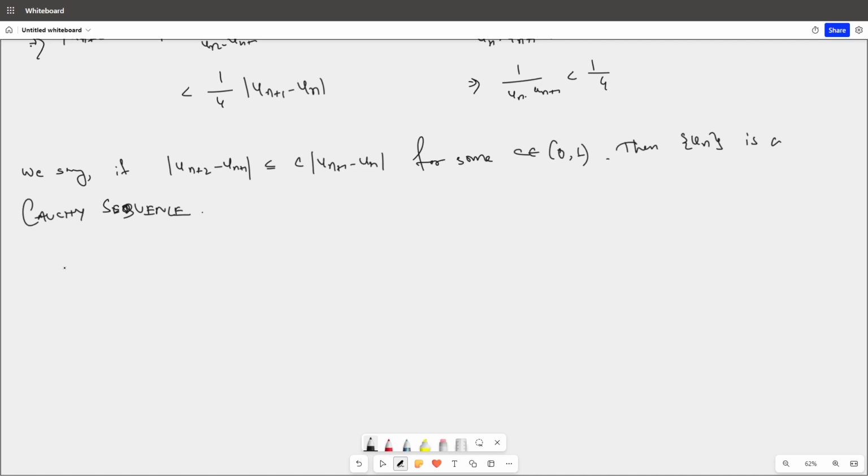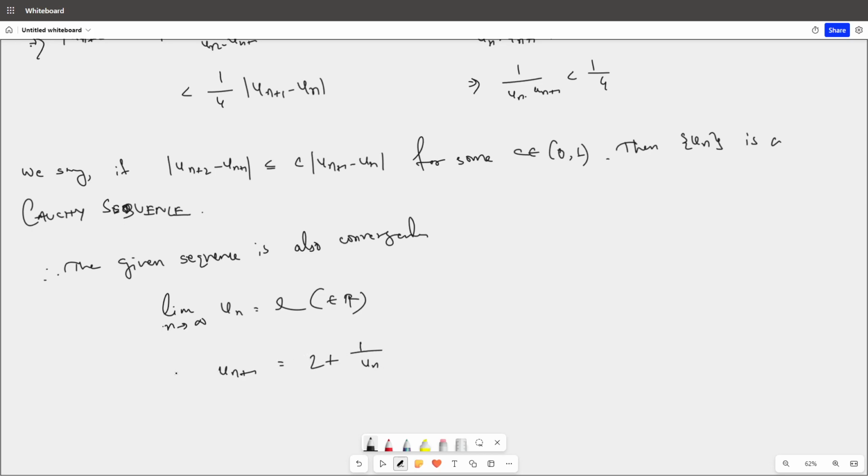So we can solve it now easily. Hence, the given sequence is also convergent, right? Please look up this property and see the proof. Okay. Now this convergence will give us that the limit equals some L, which is a real number, of course. And we can conclude that un plus 1 equals 2 plus 1 over un, and we can take the limit on both sides because they all exist, right?